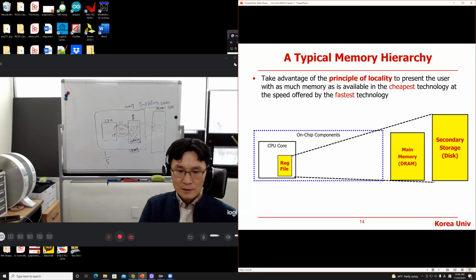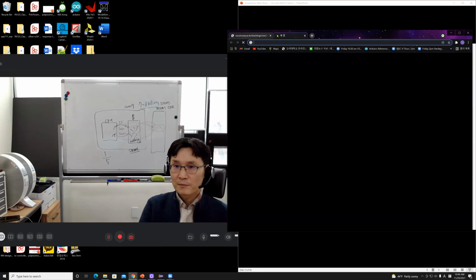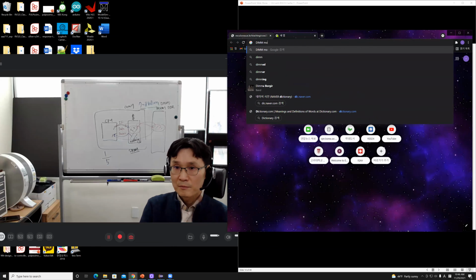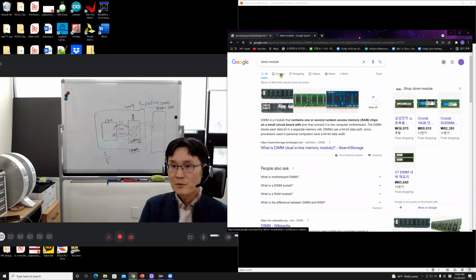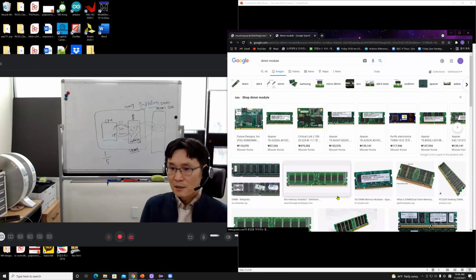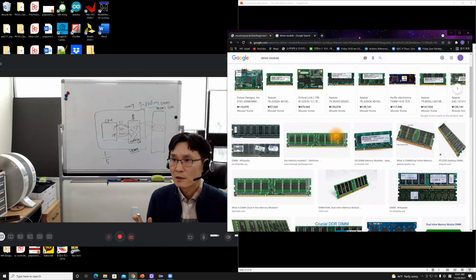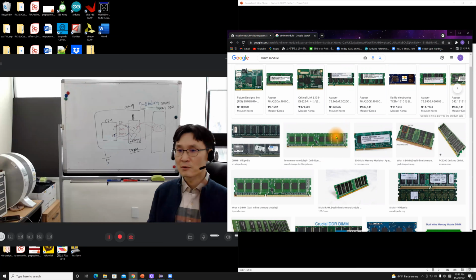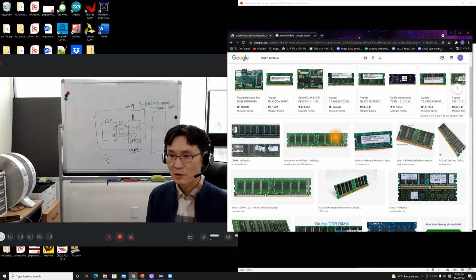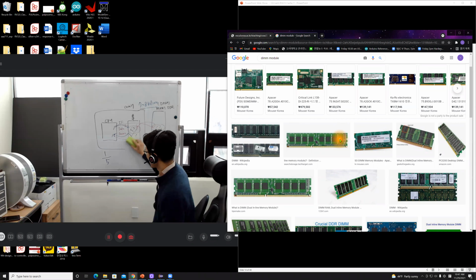Have you seen that picture? DIMM module. This one. That DIMM module, right? That is actually the main memory inside your notebook computer or desktop computer. Main memory DIMM, dual inline memory module. Okay, and on each one you have 1, 2, 3, 4, 5, 6, 7, 8. Each one is called a DDR chip. DDR, double data rate, synchronous SDRAM.